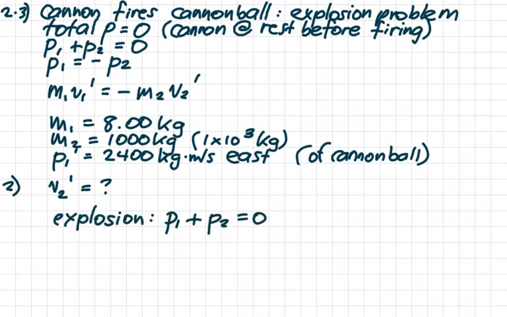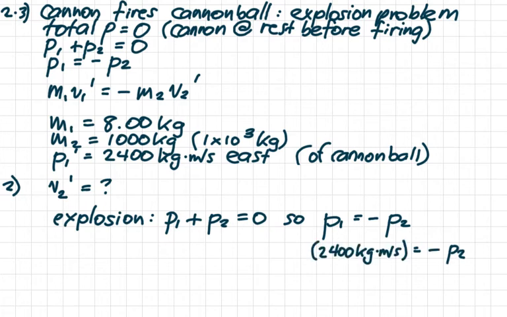So in a situation like an explosion, the total momentum is 0 because both the cannon and the cannonball are at rest before it fires. So the cannonball has no momentum and neither does the cannon, so their total momentum adds up to 0. Since their total momentum adds up to 0, that means if I subtract P2 to the right side, the momentum of the cannon equals negative the momentum of the cannonball and vice versa. So I do know the momentum of the cannonball, that's 2,400 kilogram meters per second, so I can get the momentum of the cannon.